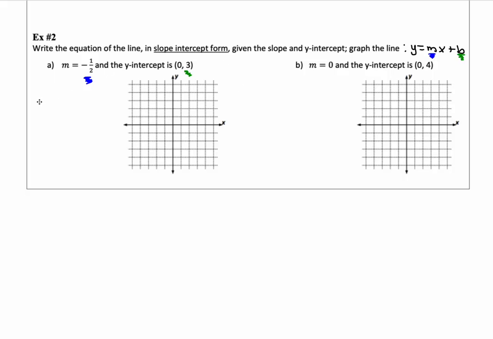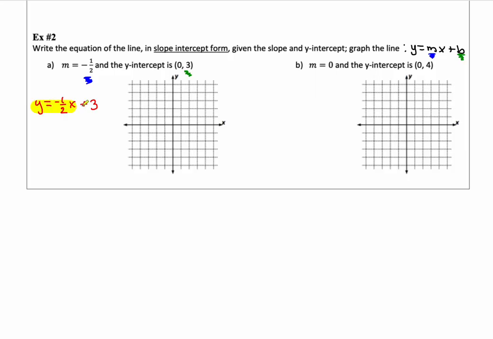Our equation will be written as y equals mx. So our m is -1/2. Then we have our x. Then we have our b value. So it's either plus or minus depending on what the y-intercept value is. In this case, this is a +3, so we would put +3. This is slope-intercept form.